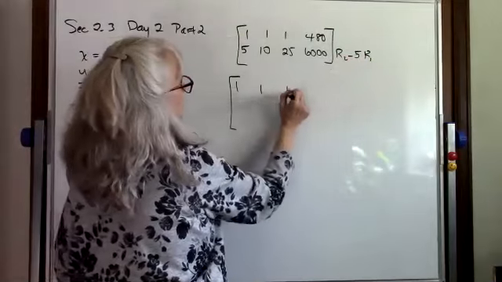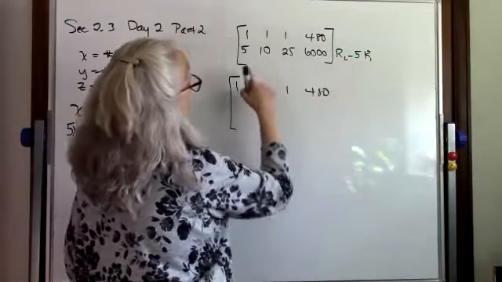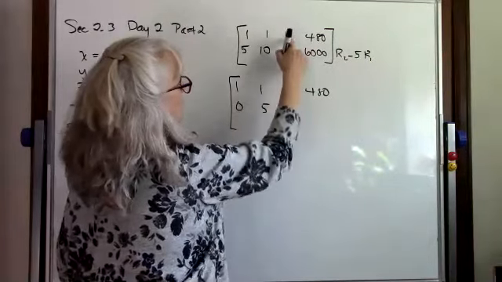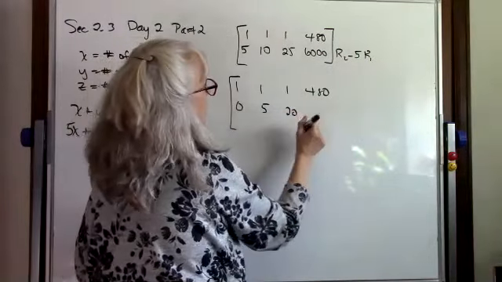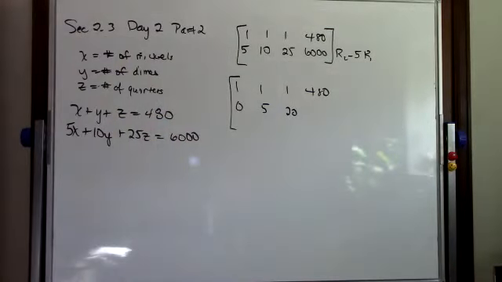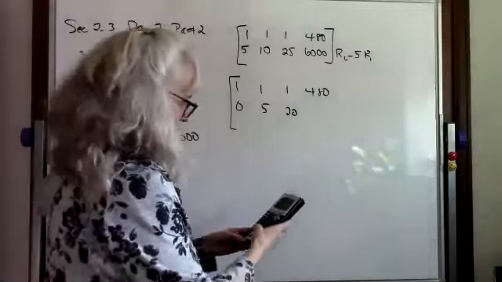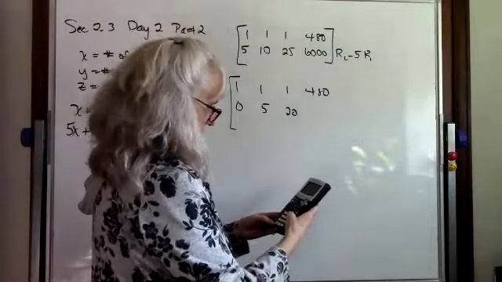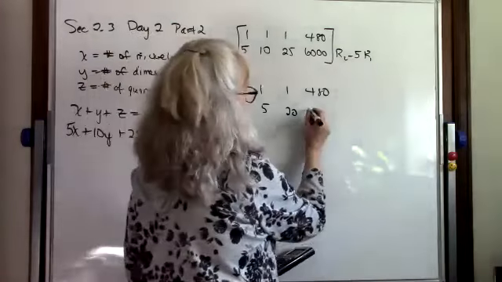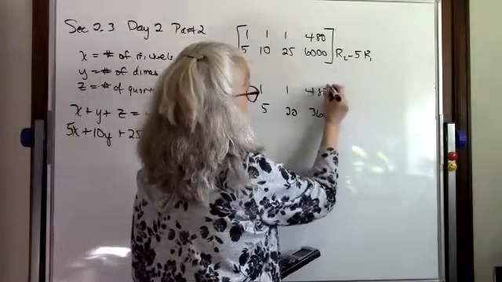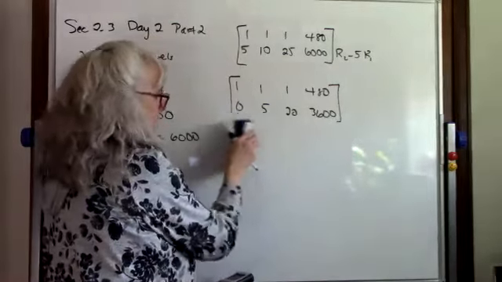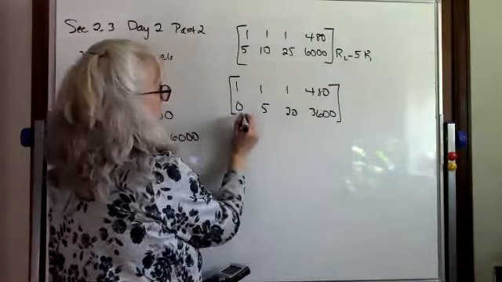We'll have a 1, 1, 1, 480. 5 minus 5 is 0. 10 minus 5 is 5. 25 minus 5 is 20. 6,000 minus whatever 5 times 480 is. I don't know that one, so 6,000 minus 5 times 480 comes out to be 3,600. Okay, so there's our first step. Our first column is our unit column, that's good to go. Let's move on to the next column.